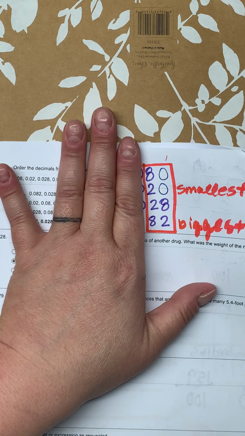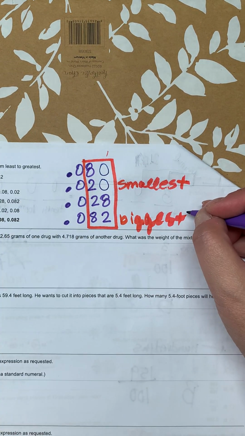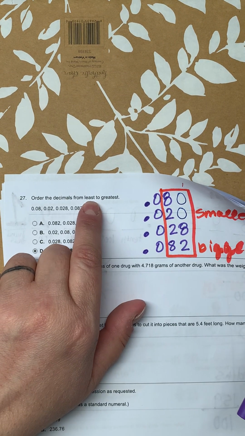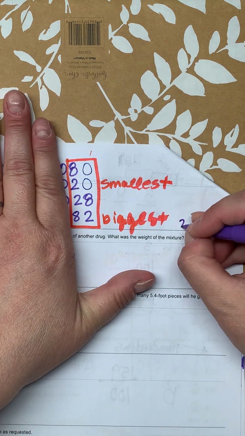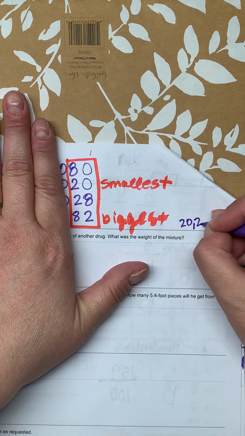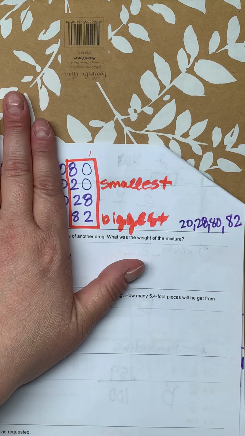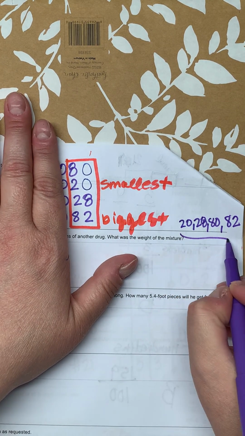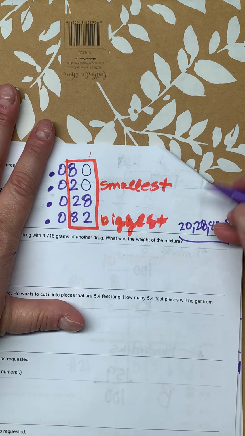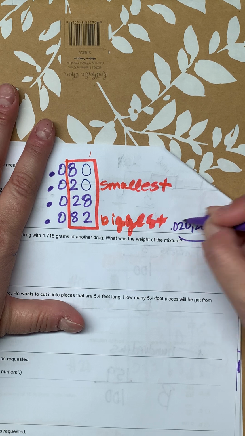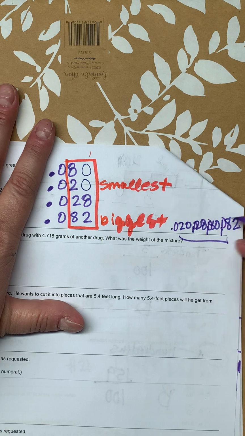Yeah, okay, so we're supposed to have the 82 first. Oh wait, it says least to greatest. So our smallest is that 20. Next to smallest is 28, then 80, then 82. So we need to look for this order. The only thing is there's going to be zeros in front of them. So we need to look for 0.020, 0.028, 0.080, 0.082.